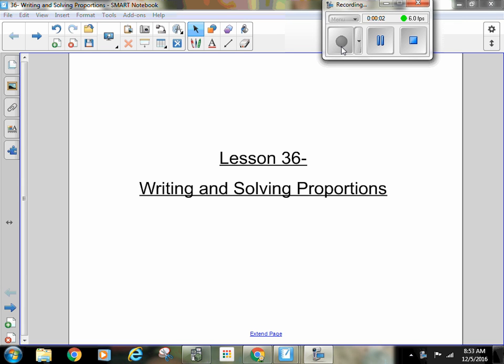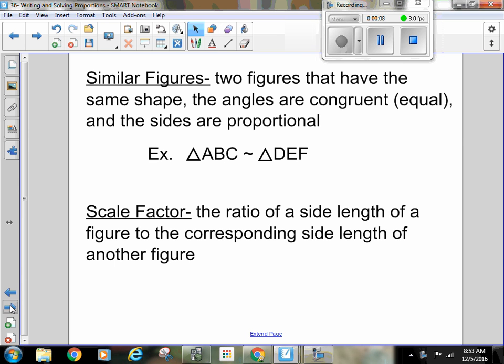Hey ladies and gentlemen, we're going to be doing lesson 36 on writing and solving proportions. And actually we're going to be talking about similar figures. Similar figures occur when two figures have the same shape. The angles are congruent, which is a geometric word for saying equal, and the sides are proportional.